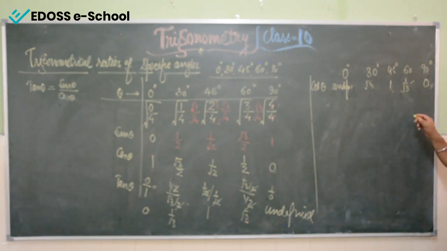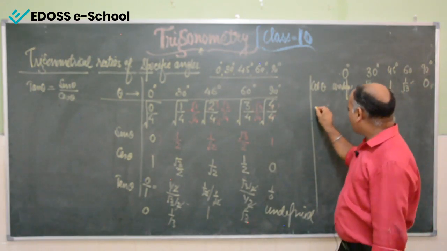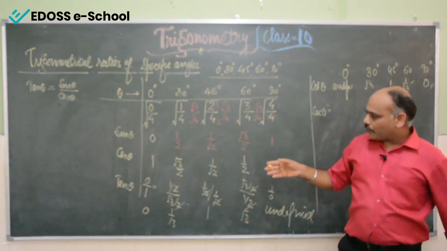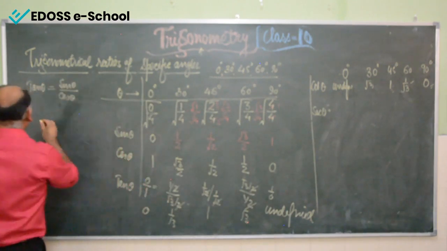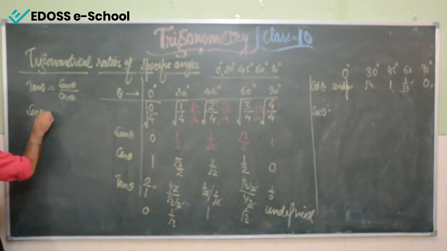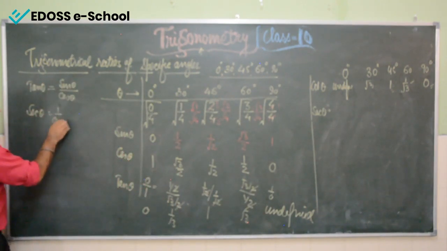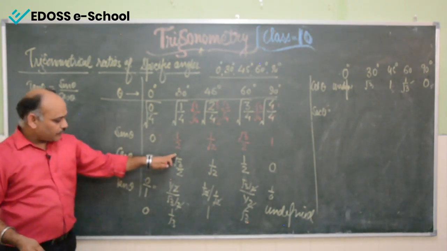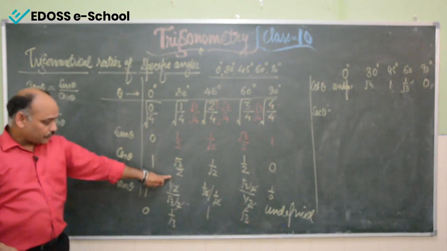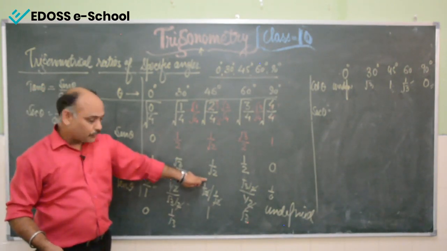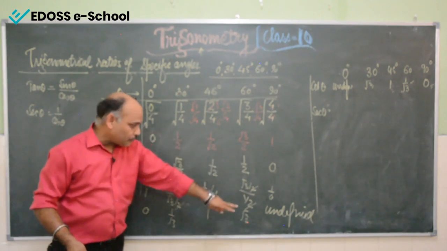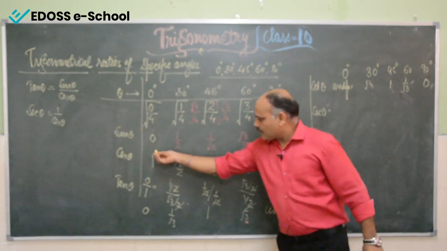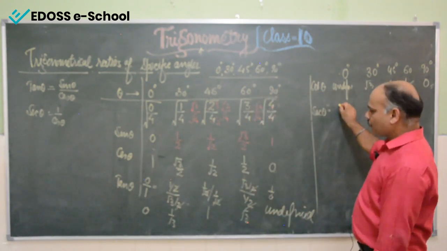Now we are coming to the next one, that is sec theta. Sec theta can be written as 1 upon cos theta. 1 upon cos theta means you have to reciprocate it. This will be 1 upon 1, this will be 1 upon root 3 by 2, this will be 1 upon 1 by root 2, this will be 1 upon 1 by 2, and 1 upon 0. Then you can say this is sec 0. Take this one, 1 upon 1 is equal to 1.